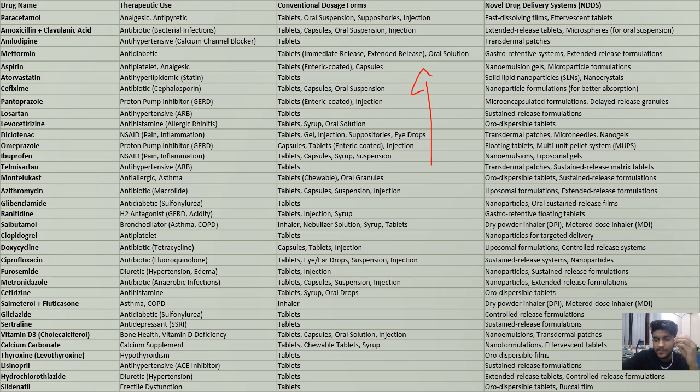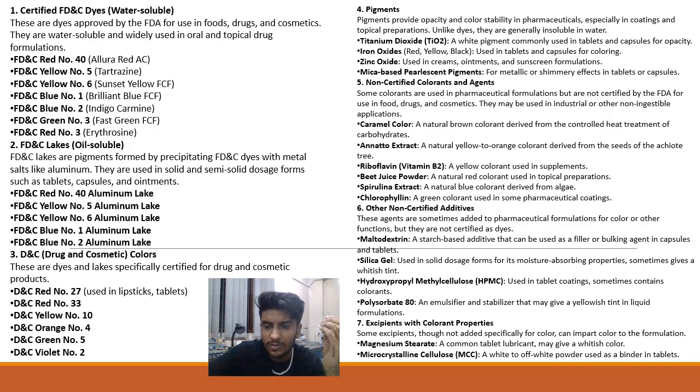So many people say that it is very difficult to bring a novel drug delivery system from bedside to bedside. But these are some of the examples that have been brought from bedside to bedside, right? So I hope that this helps you with doing an innovation in the novel drug delivery system.